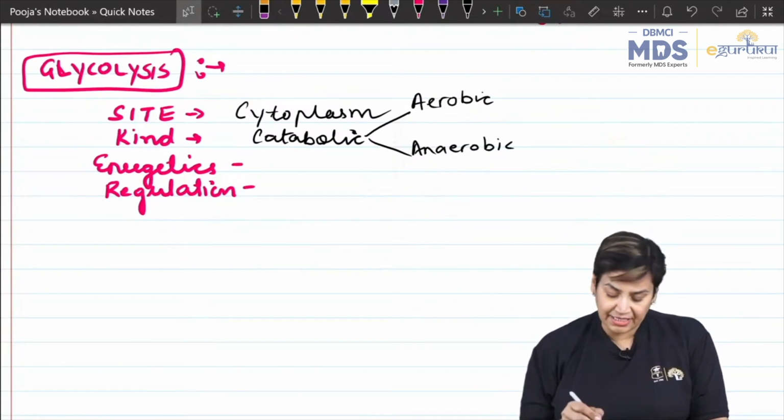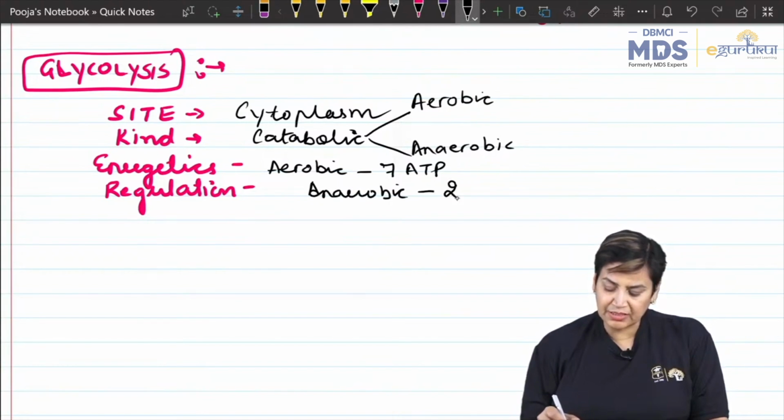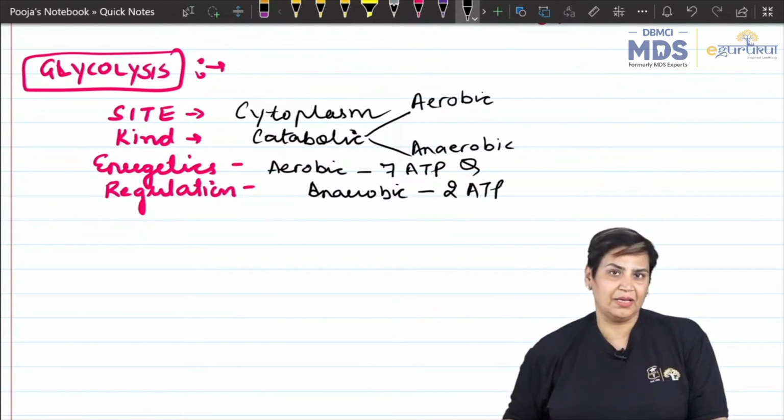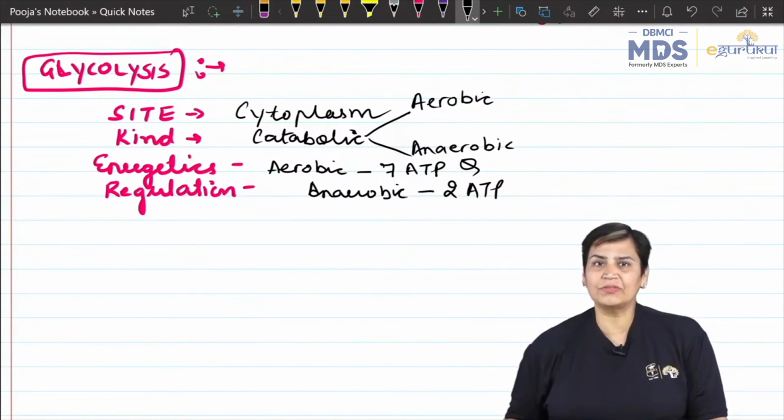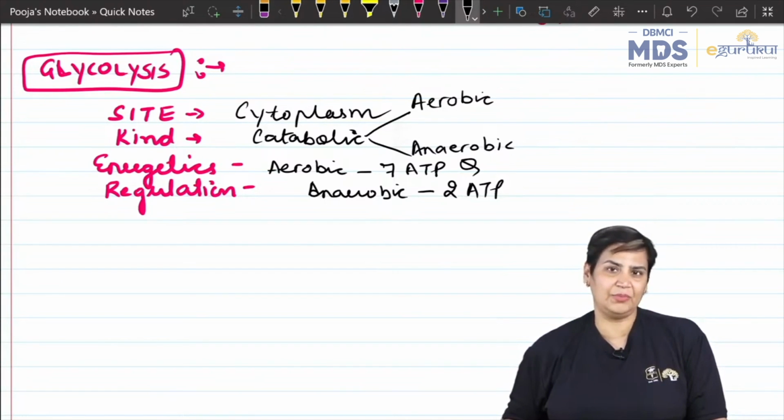Coming to the energetics, aerobically it produces 7 ATP. And anaerobically, glycolysis produces 2 ATP. Again, a very important question asked in the exam. The question is asked like this: one molecule of glucose via the aerobic mode of glycolysis produces how many ATP molecules? So the answer is, aerobically it is 7, anaerobically it is 2.